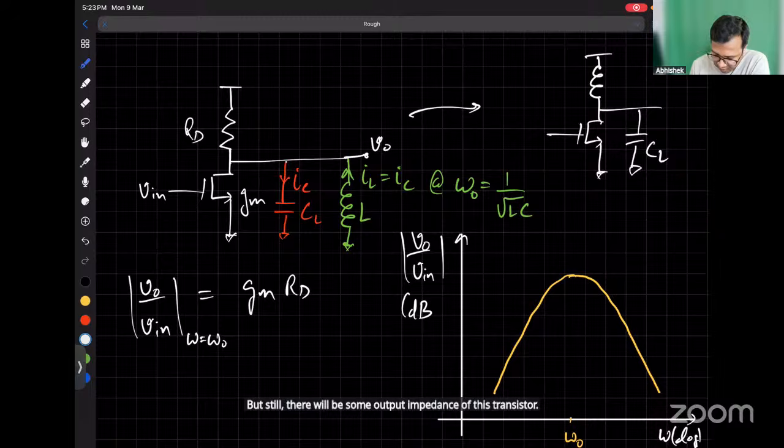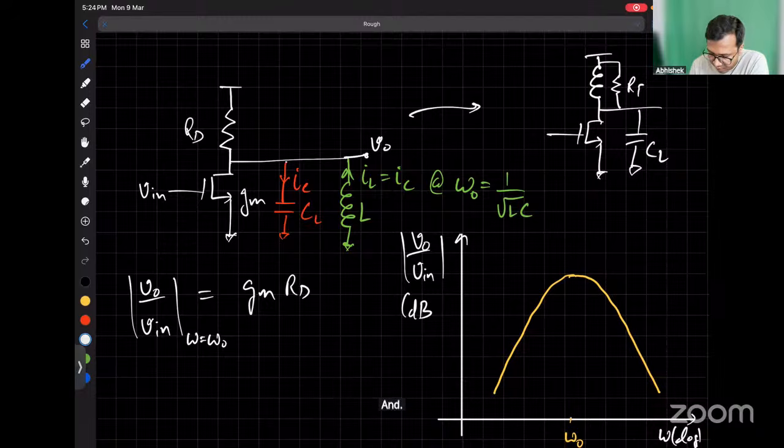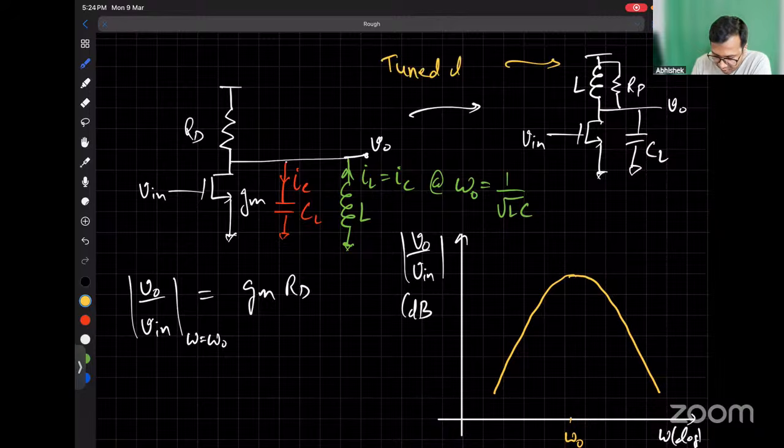Okay, and there can be some loss in this inductor. So all those things you can always club together in some effective RP. And now you can apply input here, take the output. This is called as tuned load.